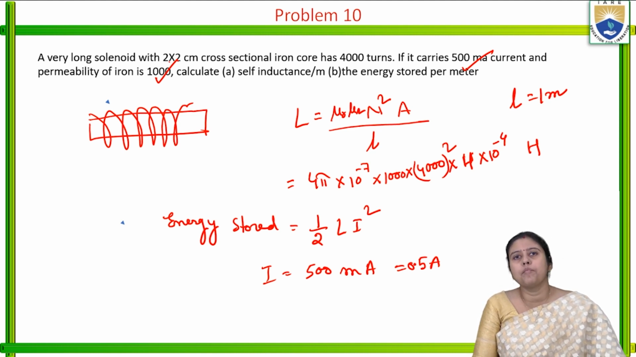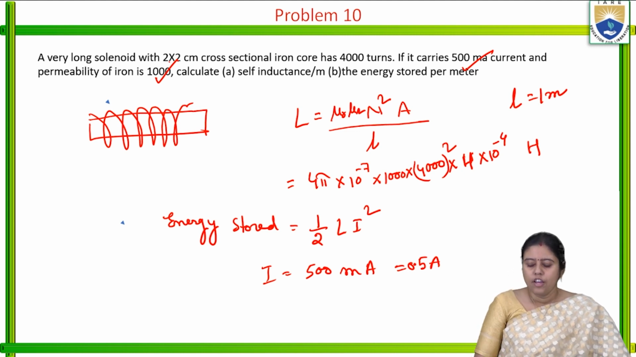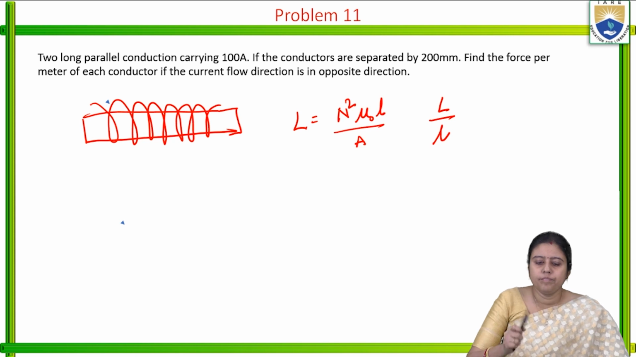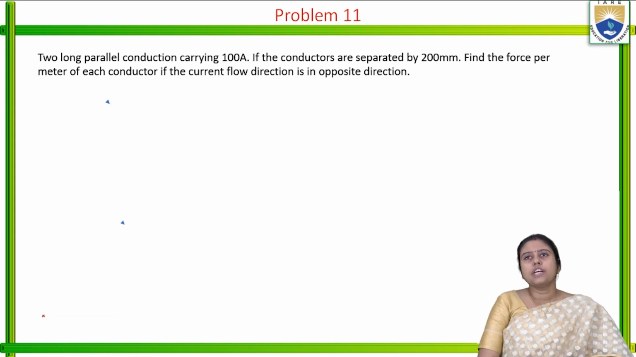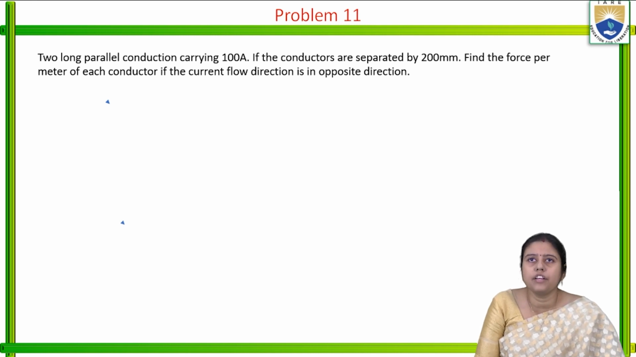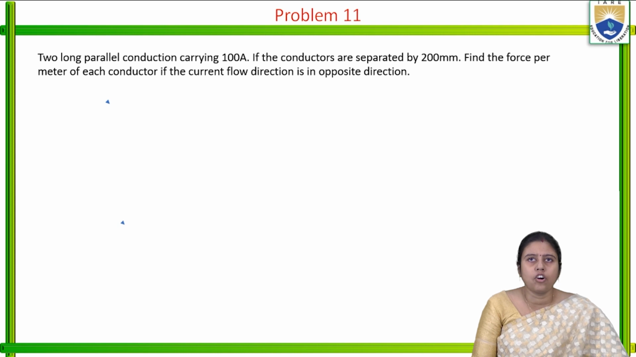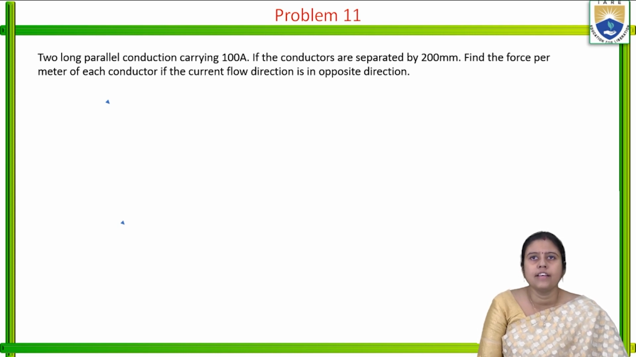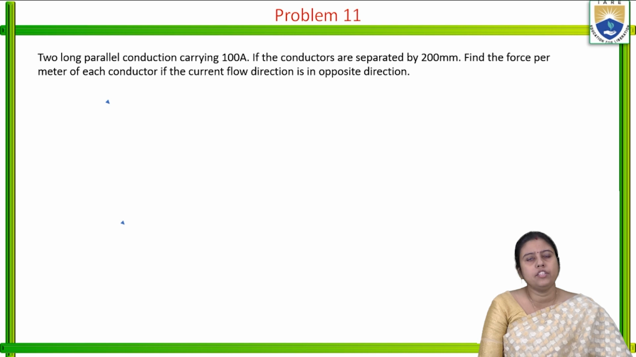I have again 3 more problems from the last 3 years question papers. So question number 11. Question number 11 is from the last year. 2 long parallel conductors carrying 100 amperes. If the conductors are separated by 200 mm, calculate the force per meter of each conductor.